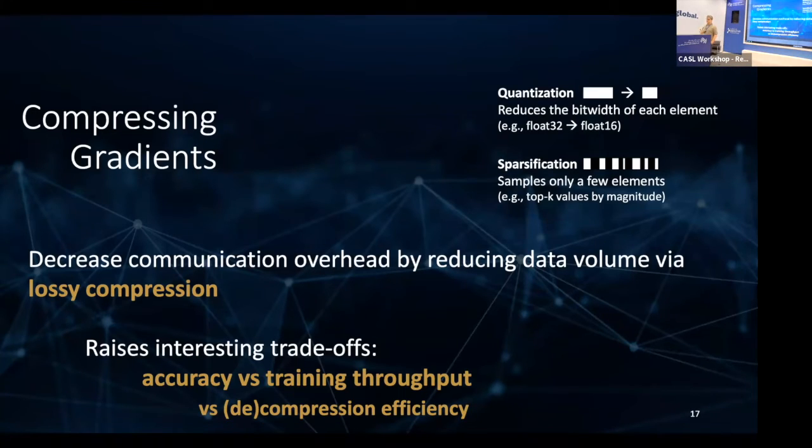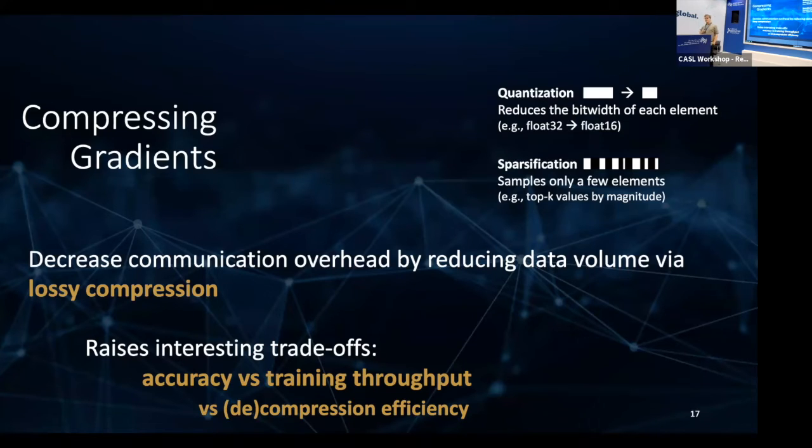Okay, so now I'm going to really switch gears. I'm going to tell you about some other work in which we take a completely orthogonal approach that says, well, if you want to speed up distributed deep learning, instead of just aggregating data really fast, you could reduce the volume of data that you send over the network. There are two main families of techniques: either quantization, where you reduce the bit width of the representation, or sparsification, where you try to sample and send only a few elements.